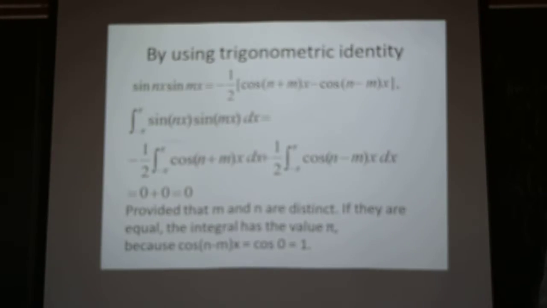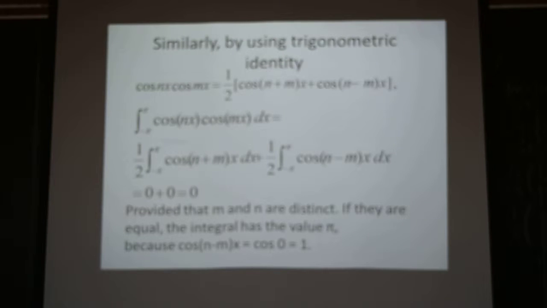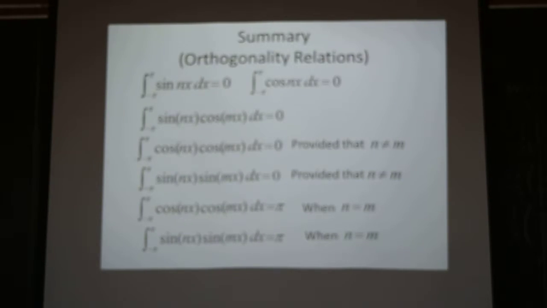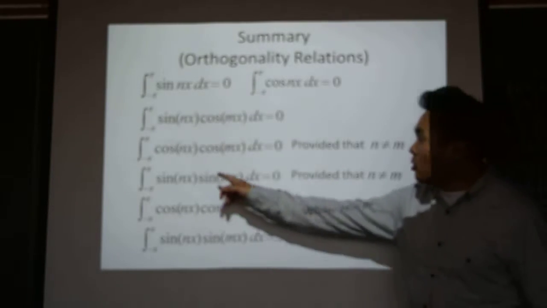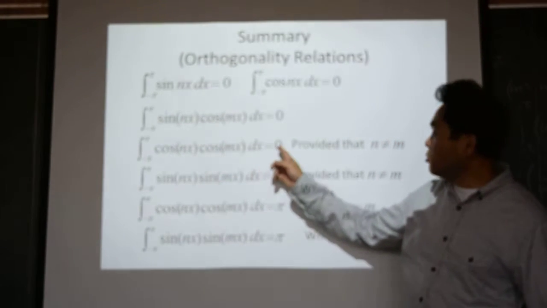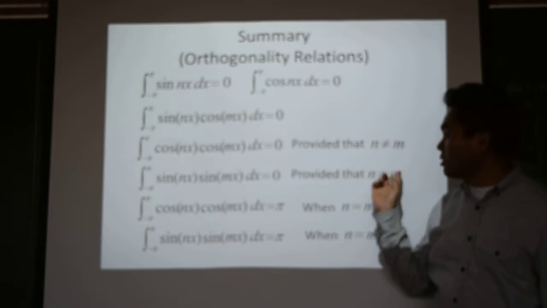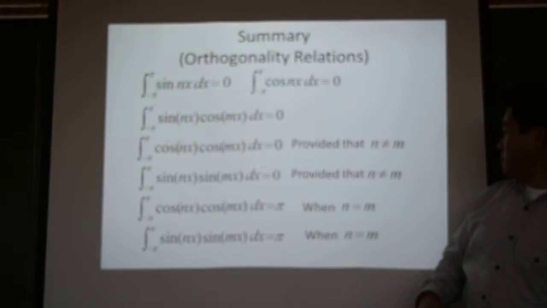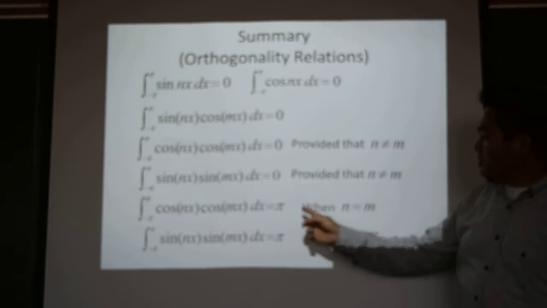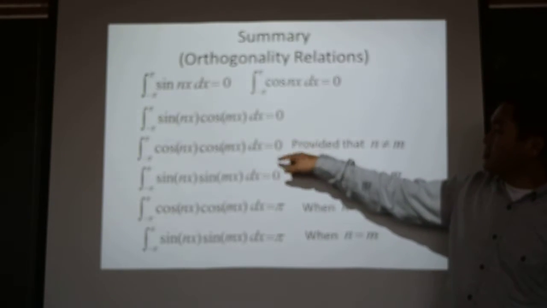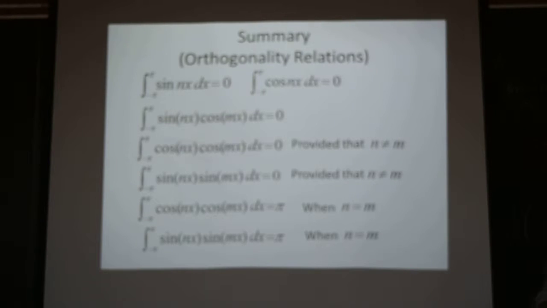So all these complicated calculations will lead you to the fact that if you multiply cosine times cosine, it usually gives you 0 as long as m and n are different. If they are equal, then you get pi. Okay? These calculation results are called orthogonality relations. Okay? And we will use them later.